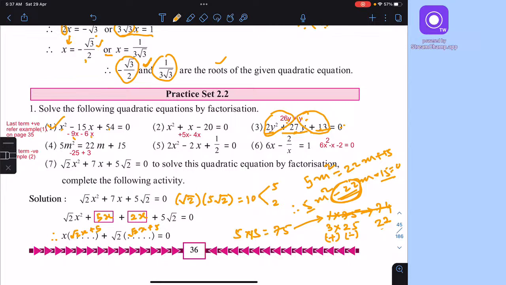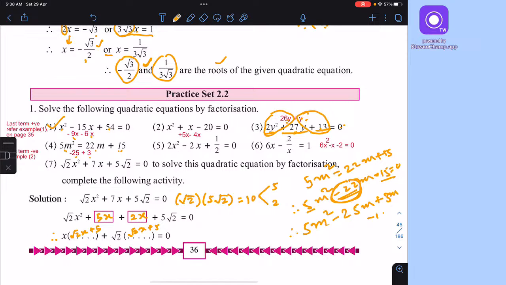So here we are saying that 5m square minus 22m minus 15 equal to 0. So 5m square minus 25m plus 3m minus 15 equal to 0. That is how we can proceed. If you want, I will write it here. So after this step, we are writing, therefore, 5m square minus 25m plus 3m minus 15 is equal to 0. From this, see what is common, and from this, you see what is common. Go ahead.